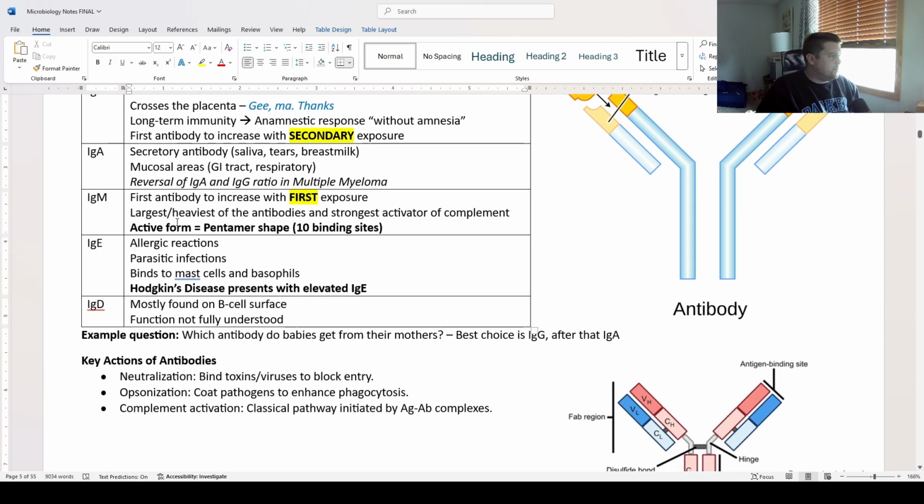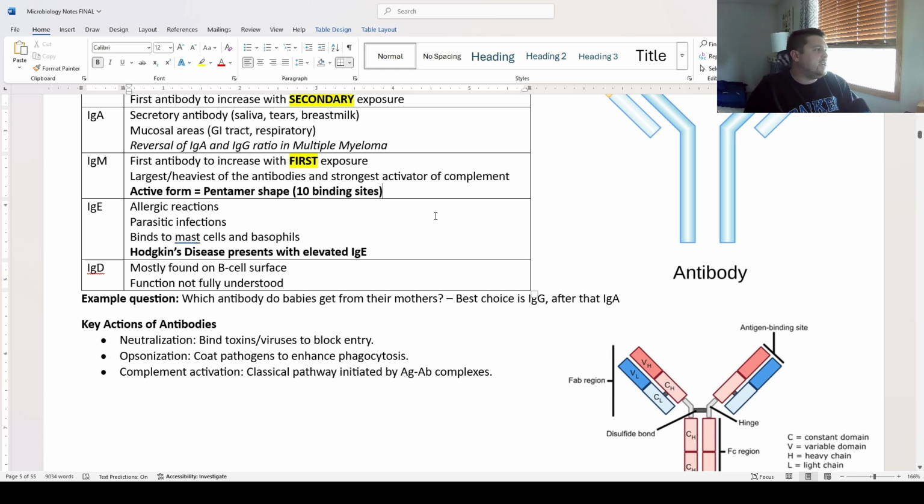Next, IgM. IgM is the first antibody to increase with our first exposure. It's the largest and the heaviest of the antibodies, and it has a pentamer shape, which means it has 10 binding sites. Those are all the most common questions that get asked on part 1.